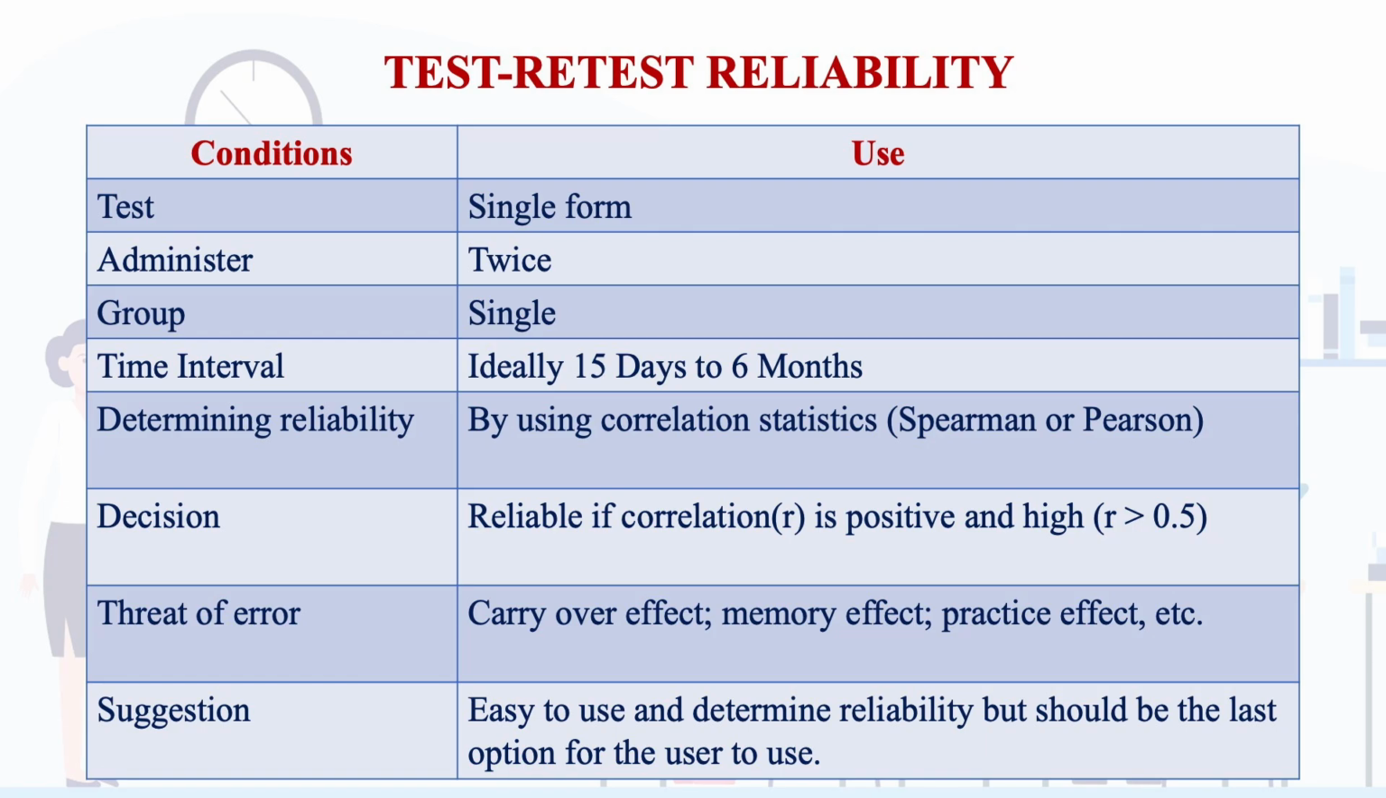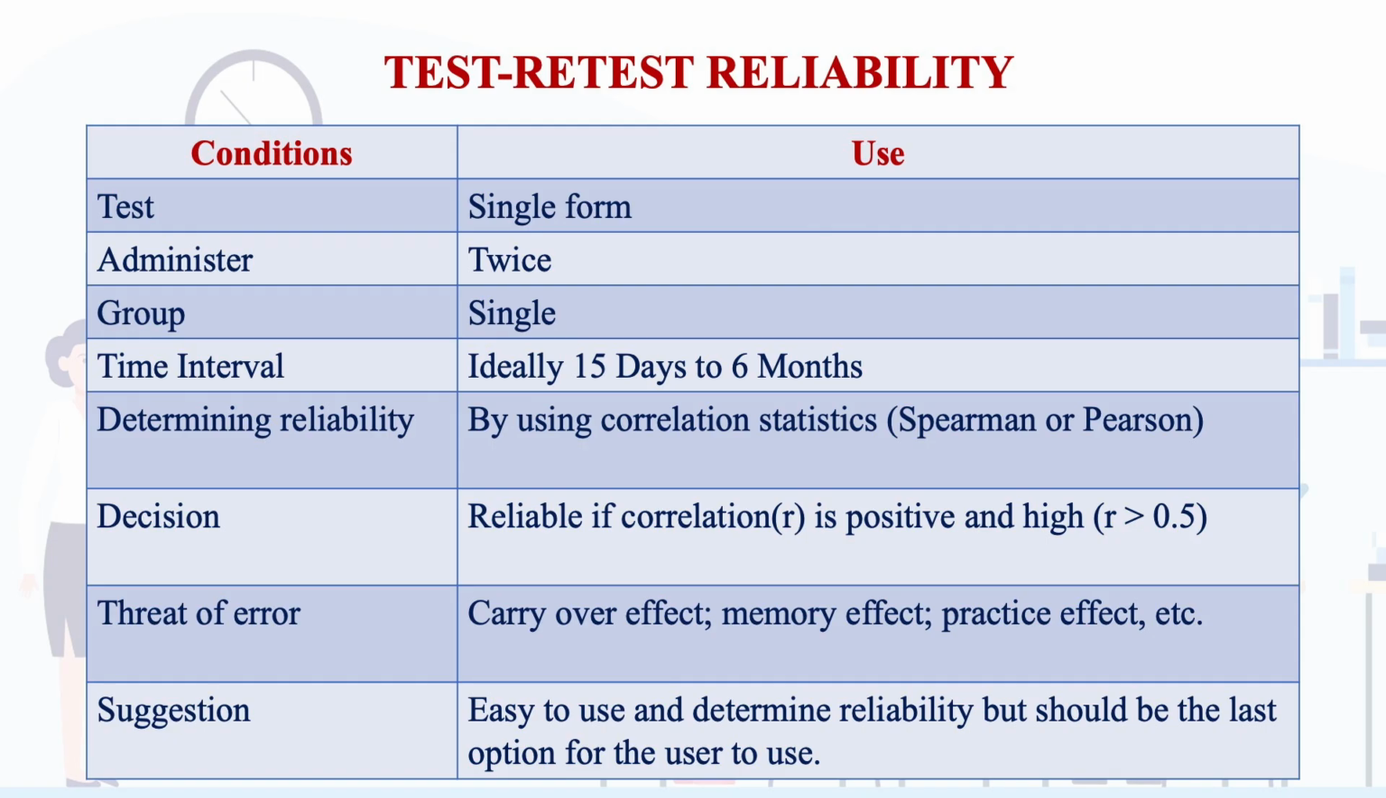So far as the time interval is concerned, ideally the interval will be from 15 days to 6 months. The retesting, or second administration of the test, should not be done before 15 days or after 6 months. So retesting will be done within the gap of 15 days to 6 months.